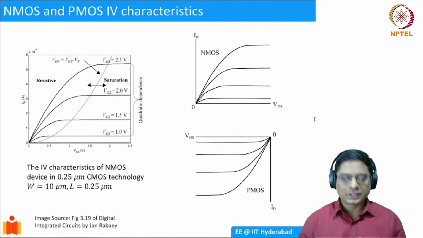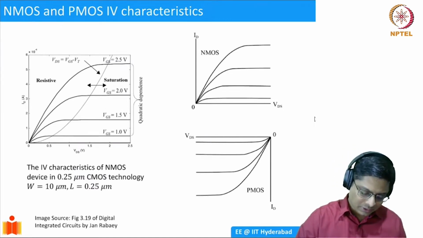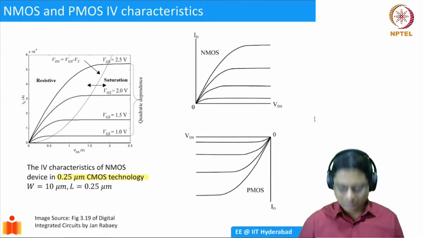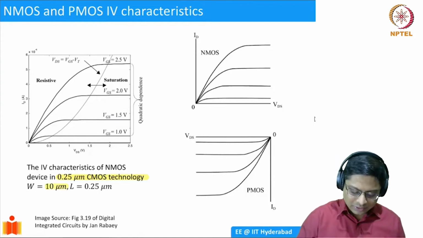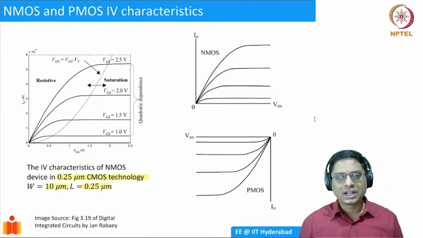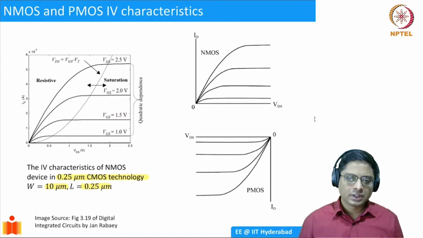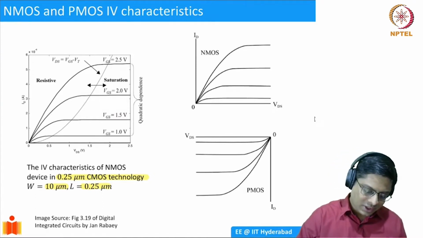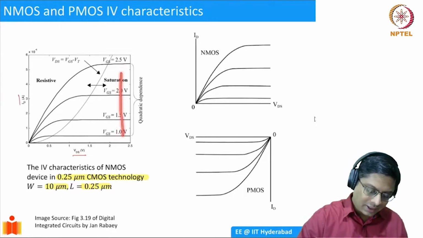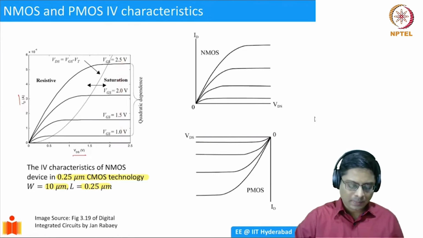And I told you that I'll show you the exact drain current calculated for a CMOS technology. This is what we refer to as 0.25 micron CMOS technology. I'll explain that when I discuss scaling more. The device width was 10 microns, the length was 0.25 microns. If you have such a device, you see that as your gate voltage is increasing, the drain current is increasing quadratically, in this plot of VDS versus ID.